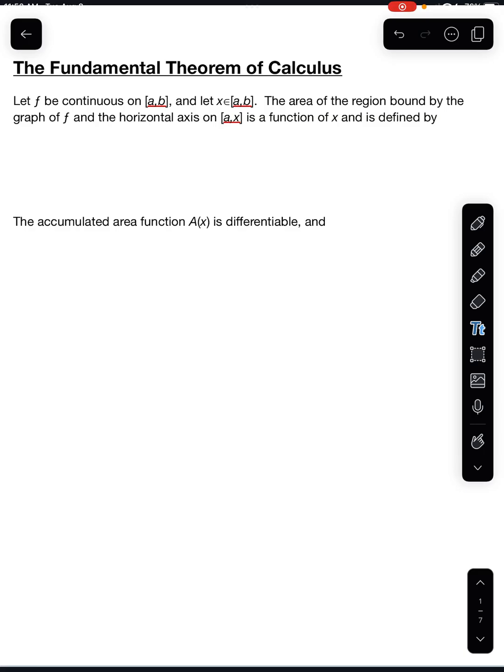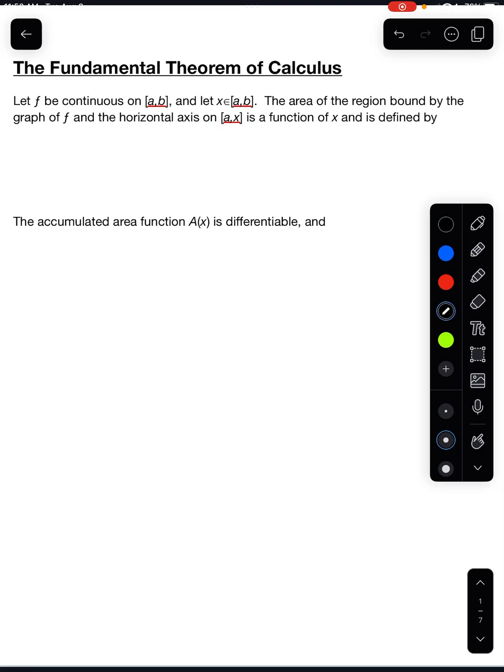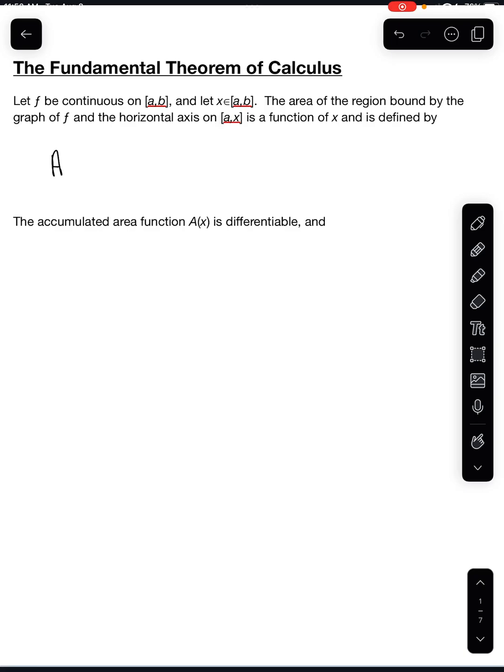As integration does, one of the definitions of a definite integral in particular finds the area of the region bound by the graph of a function and the horizontal axis on a certain interval. Now notice here, I didn't do the full interval from a to b. The area of the region bound by the graph of f and the horizontal axis on a to x is a function of x. The idea is that x is floating between a and b. x can be close to a, it can be close to b, it can be right in the middle, or anywhere else. So since that value of x can change, the amount of area that we get will also change. And what we get then is an area function, A of x, and it is equal to the definite integral from little a to x of f of t dt.